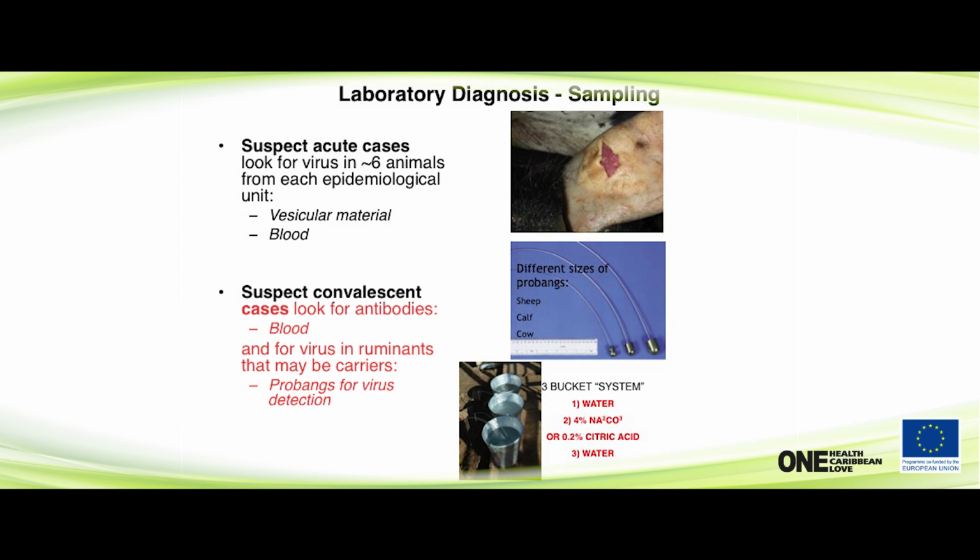So here is the famous probang samples. This is one for a sheep, for a calf, and for a full-size cow. And if you are taking many probang samples and you have to decontaminate between animals, you should use a 3-bucket system, which is one with water, one with a mild disinfectant, and the other one with water. So you clean in water, you disinfect, then you put back into water to rinse, and then you're ready to go with the next sample.